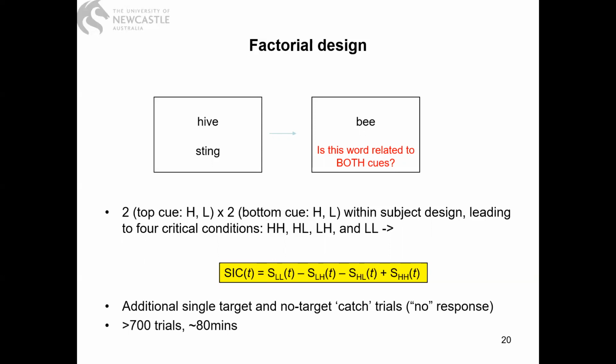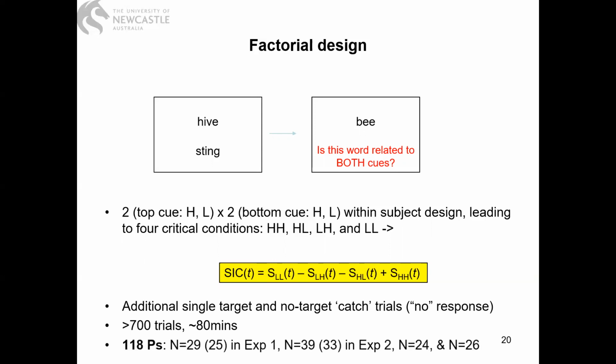Each participant needs to produce quite a few trials, and for this, participants sat for more than an hour, observing more than 700 trials and responding to each and every one. Overall, we had 118 participants across the different experiments.